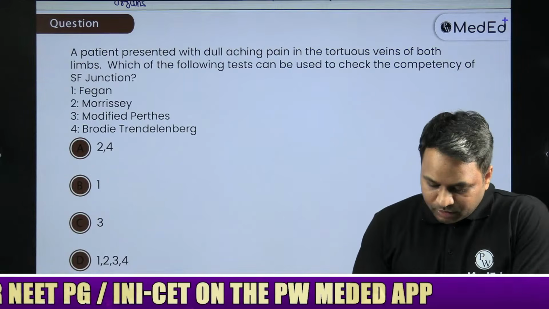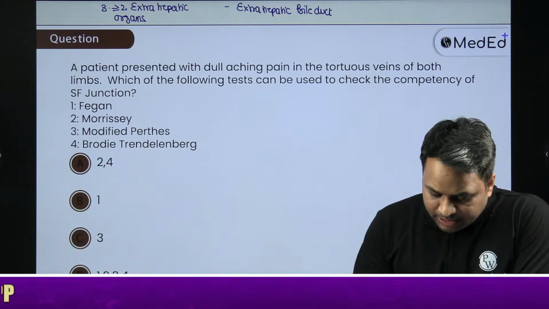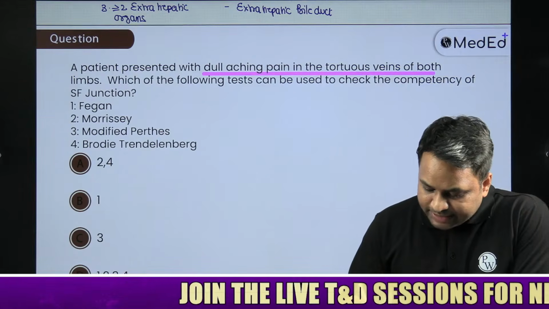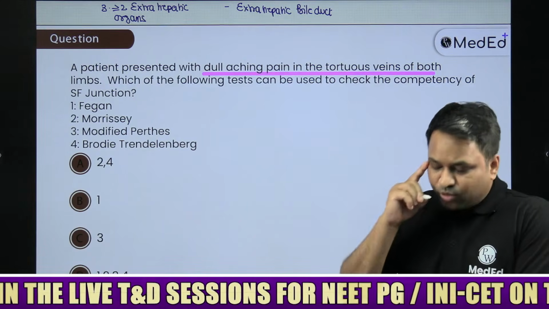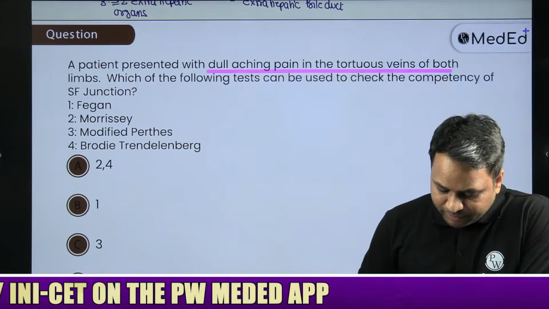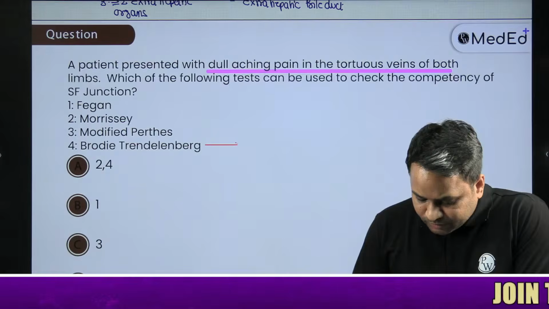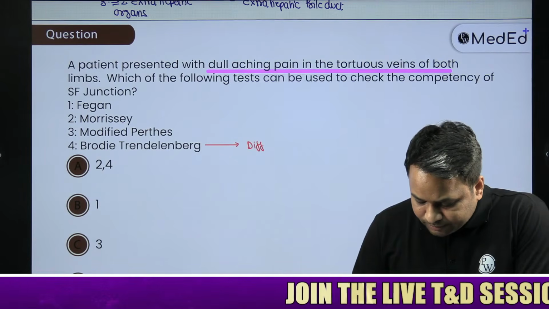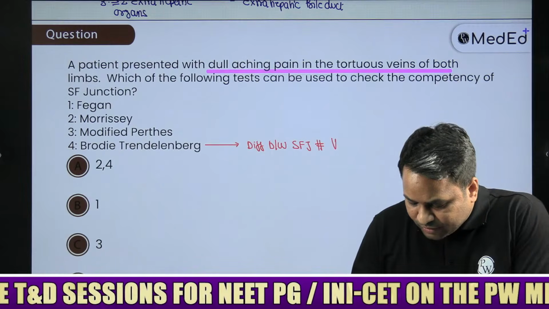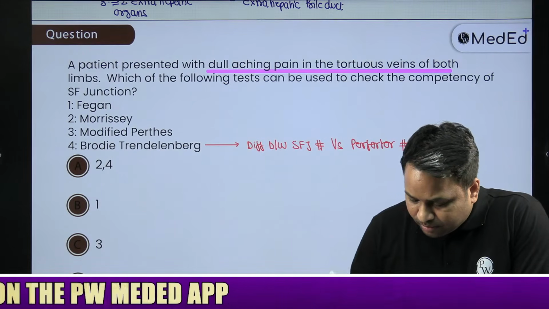Now, let's go to the next question. I have a patient with dull aching pain in the tortuous vein of both the limbs. The following test can be used to check the competency of the saphenofemoral junction. Okay? Now, you have Fagan's test, you have Morrissey's test, you have the modified Perthes test and the Brody-Sternberg test, right? Now, Brody-Sternberg test, it is done to differentiate between saphenofemoral junction incompetency versus perforator incompetency.